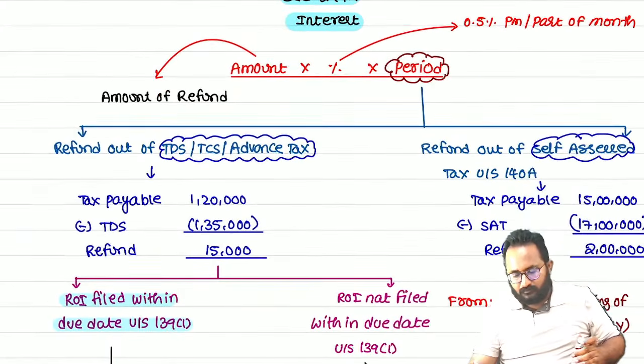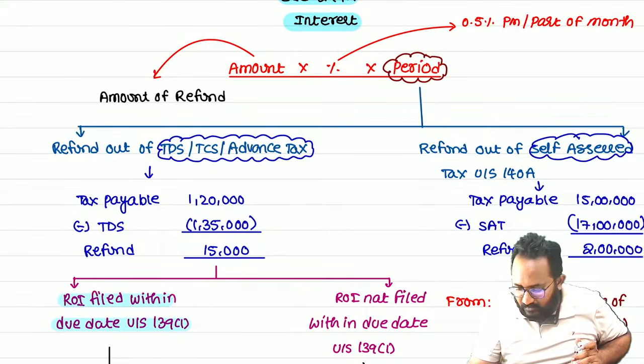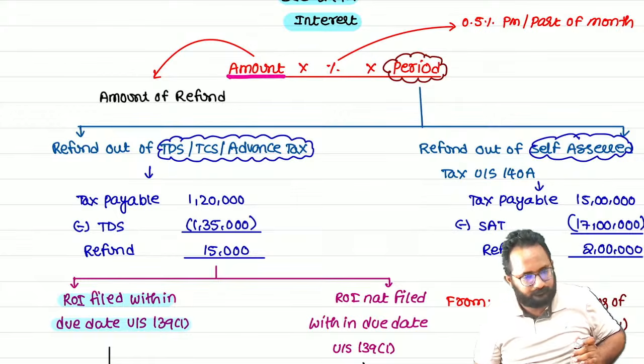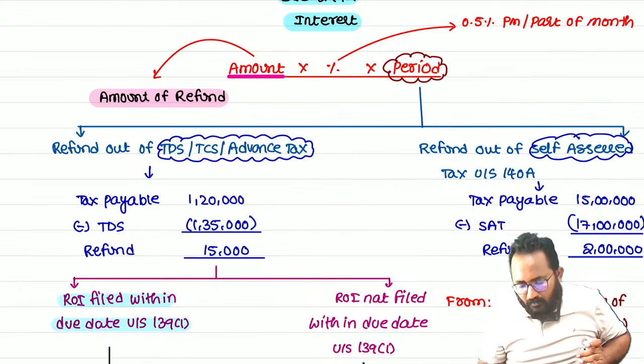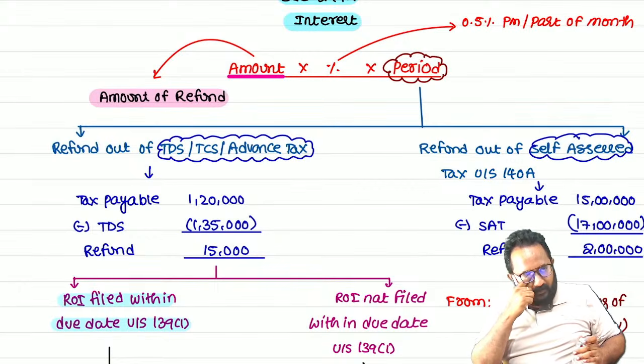Always, interest computation will start with the amount. On which amount do we have to calculate interest? Amount means the amount of refund. Only on the amount of refund do we have to calculate interest.